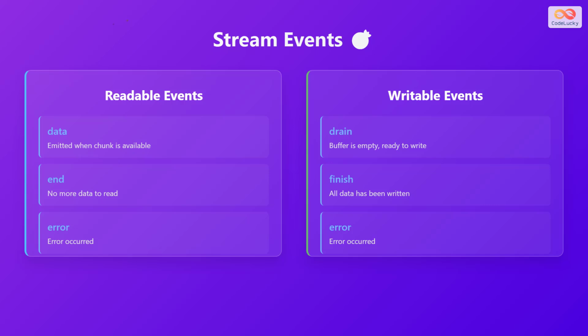Streams emit various events that can be listened to in order to react to different stages of the data processing. In readable events, the important events are data, which is emitted when a chunk of data is available, end, which is emitted when there is no more data to read, and error, which is emitted when an error occurs. Similarly, in writable events, the important events are drain, which is emitted when the buffer is empty and ready to write more data, finish, which is emitted when all data has been written to the underlying system, and error, which is emitted when an error occurs.